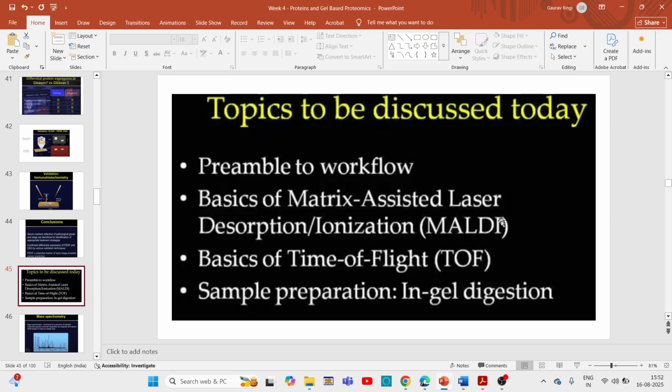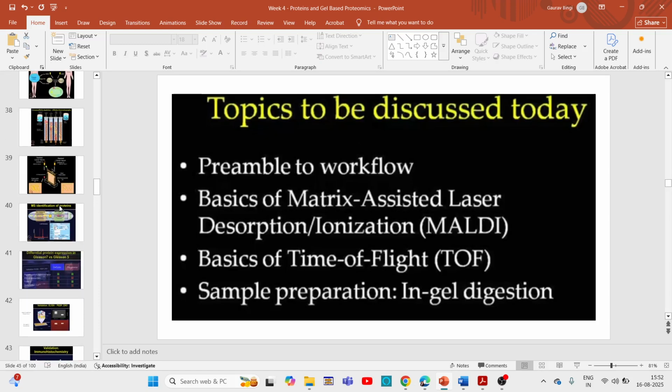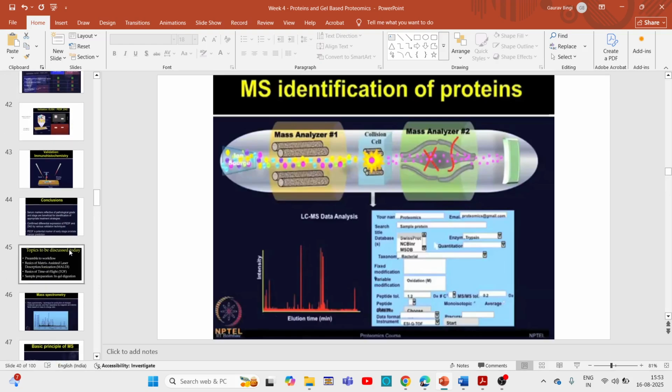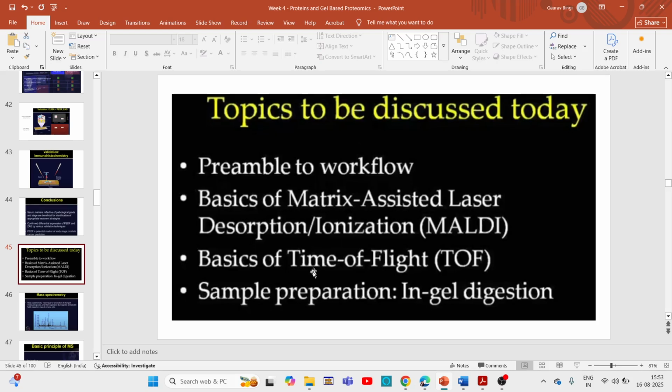So the I here stands for ionization, and it has a matrix, so it is called matrix assisted laser desorption. The laser will help to ionize, and the matrix is also present, so that's how the name came. Before this specific step, there is one step called in-gel digestion. So sir gave an introduction of what MALDI-TOF is, and then talked about how exactly digestion is done. In this part of the session, we'll discuss how exactly MALDI-TOF is done.